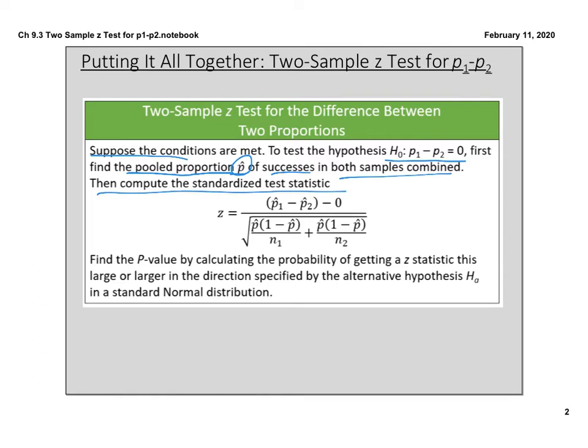Then we do the test statistic. So the test statistic is where we take the difference, p hat 1 minus p hat 2, but in the denominator we're using that pooled proportion for our standard deviation, divided by sample size 1 and sample size 2. Find the p-value by calculating the probability of getting a z statistic this large in the direction specified by the alternative hypothesis, HA, in a standard normal distribution.